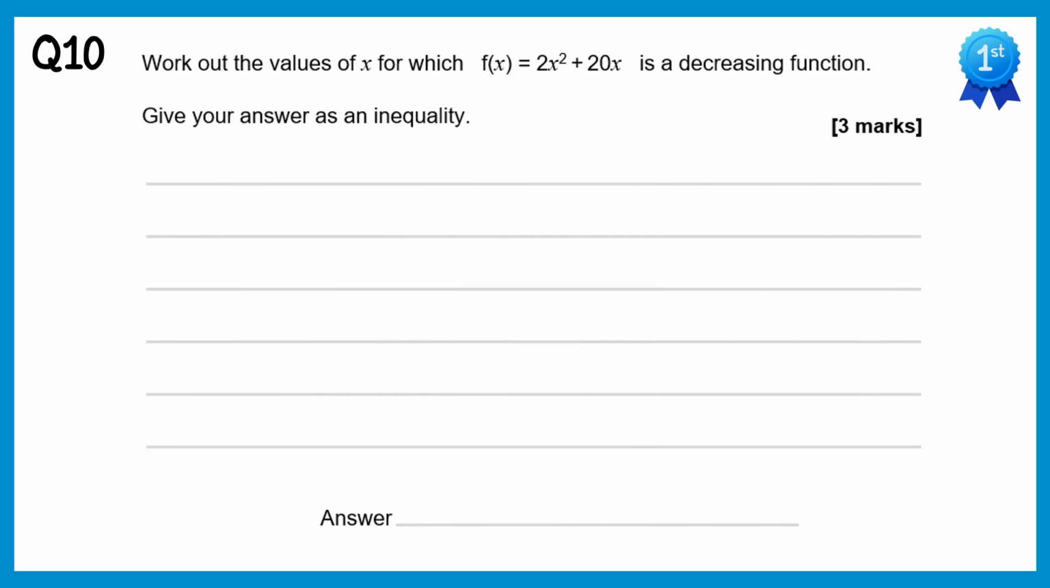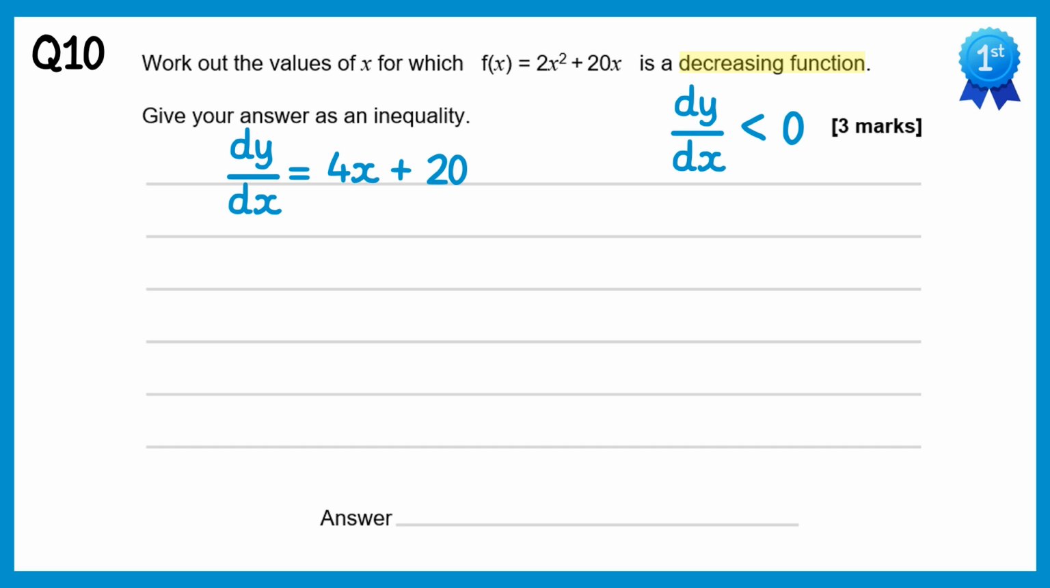For this question, we need to find the range of values of x for which this is a decreasing function. If the function is decreasing, then dy by dx must be less than 0. So let's differentiate this function first. dy by dx would equal, we're going to do the power 2 times the coefficient 2, which is 4, and reduce the power of x down from 2 to 1, so it's just 4x. And then for the plus 20x, when we differentiate that, we can just drop that x, and we're left with 20. So if this is dy by dx, we need this to be less than 0.